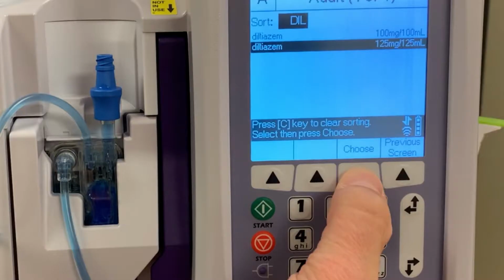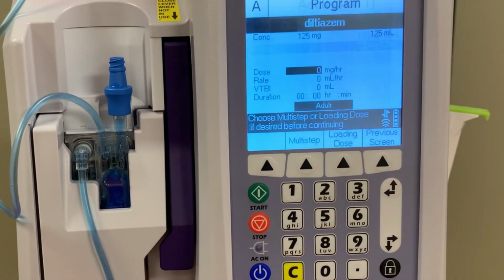Each drug is also programmed with the safe ranges for administration. This is where the hard and soft dose limits will come into play. We'll look at Cardizem. This is a medication that nursing can titrate from 5 mg per hour up to 15 mg per hour for most patients.